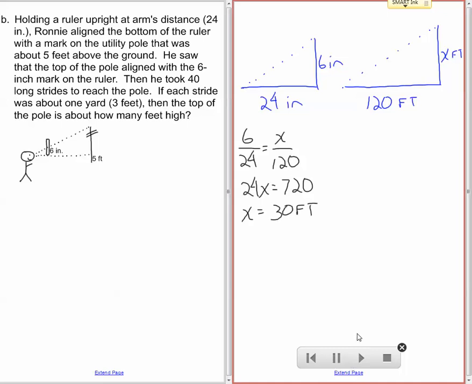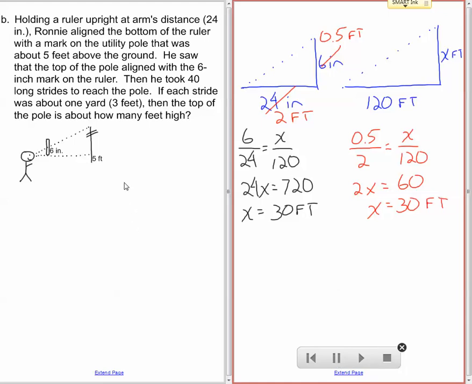Now some might say, Mr. Kaczynski, you got to slow down here, sir, because you've got your smaller triangle in inches and your bigger triangle in feet. It really doesn't matter. I'll prove it to you. If we say that 6 inches is half a foot or 0.5 of a foot, and we say 24 inches is 2 feet, and then we redo this proportion, 0.5 over 2 equals x over 120, we're still going to get 30 feet.